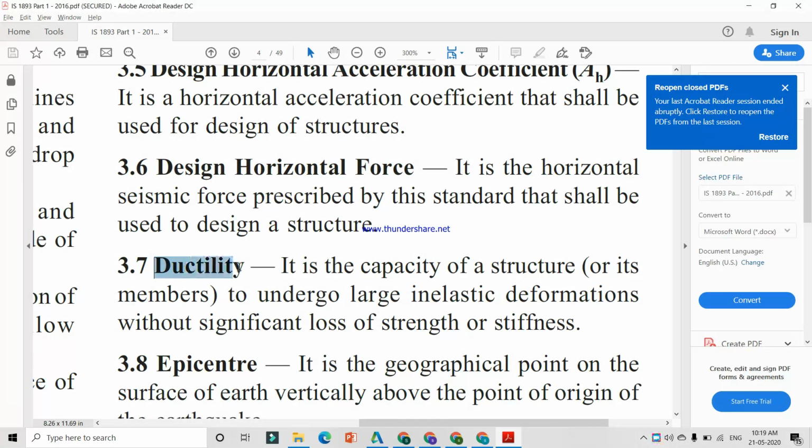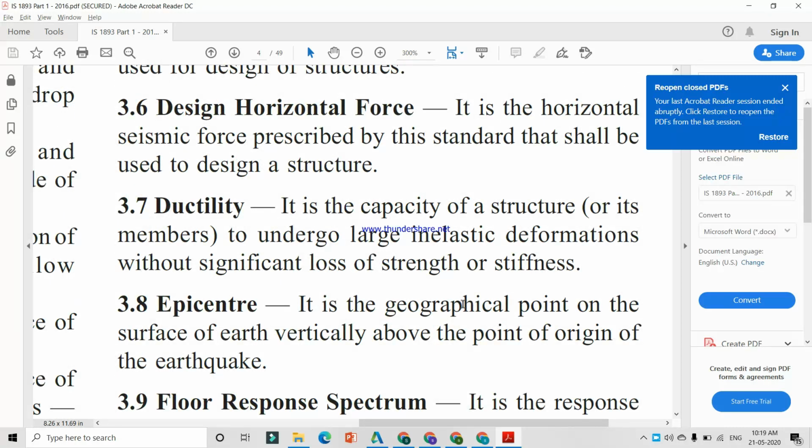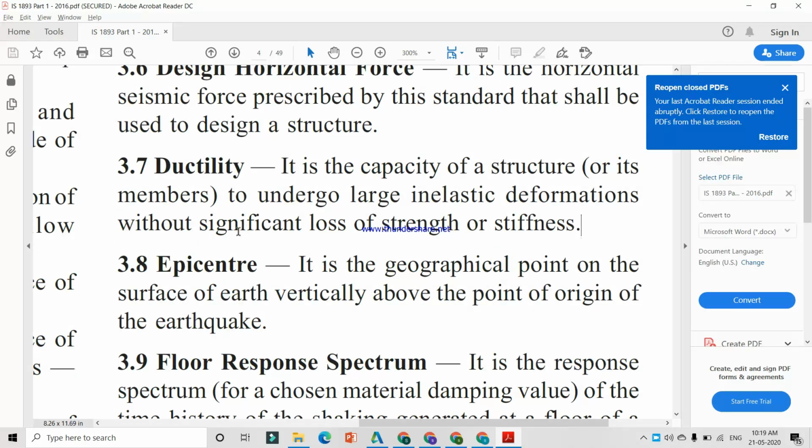Next point is ductility. Ductility is the capacity of the structure to undergo large inelastic deformation without loss of strength or stiffness. It is also called plastic deformation, that is, plastic deformation before the failure occurs. We can also call it ductility.